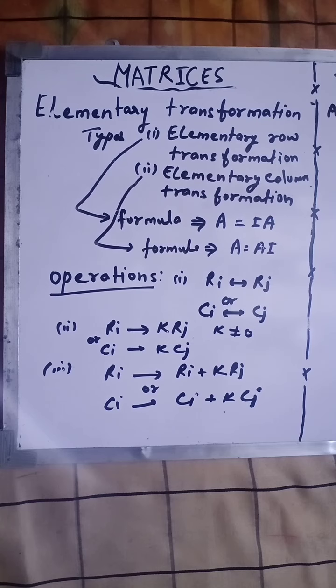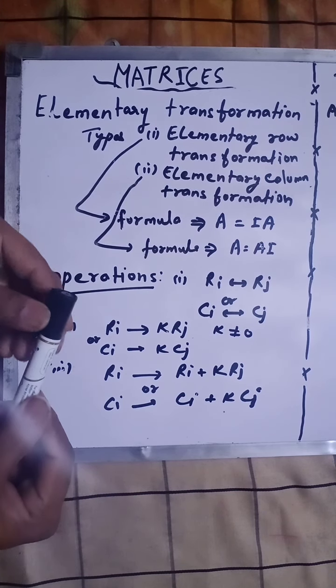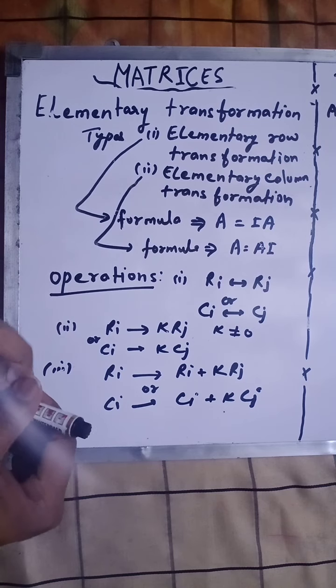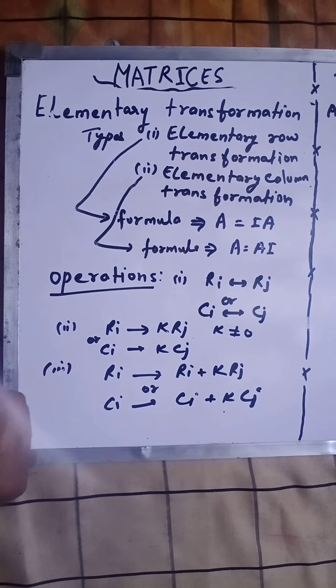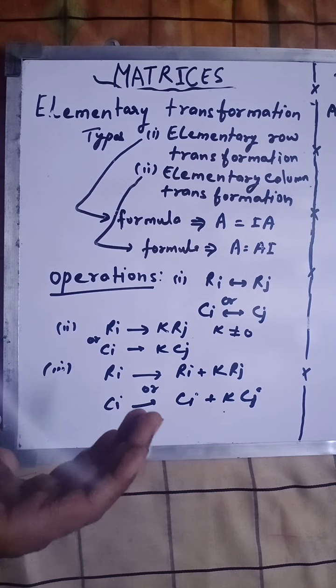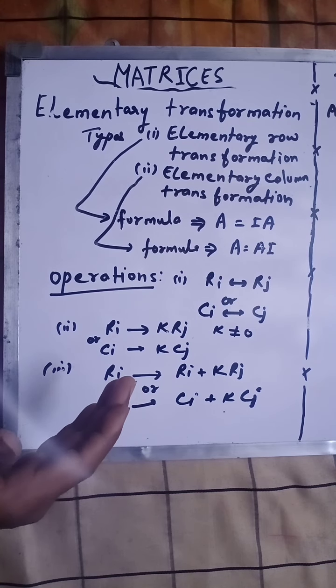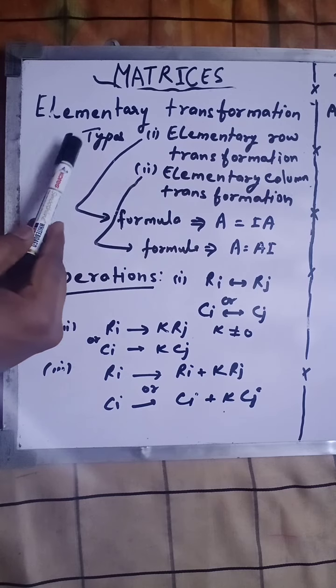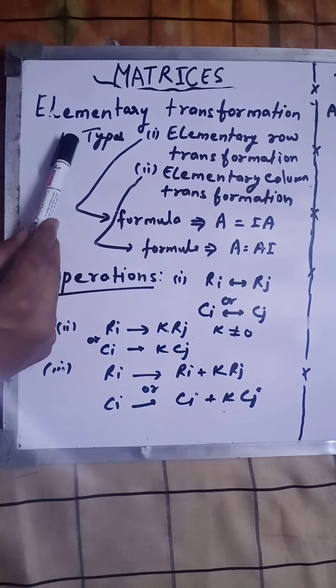Today we have to start exercise 3.4 of your NCERT. In that exercise, we have to learn a concept. The name of the concept is elementary transformation. This method is used to find the inverse of a matrix. If A is any matrix given to you and you have to find the inverse of that matrix, then you have to apply this method.